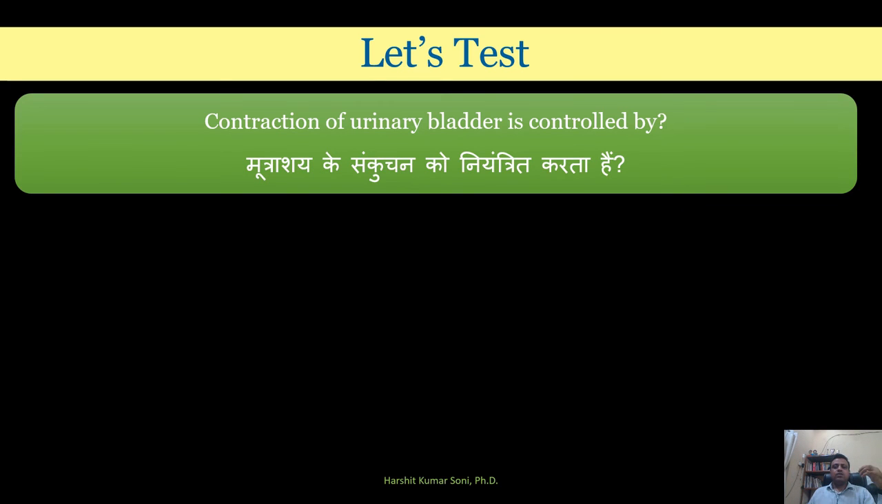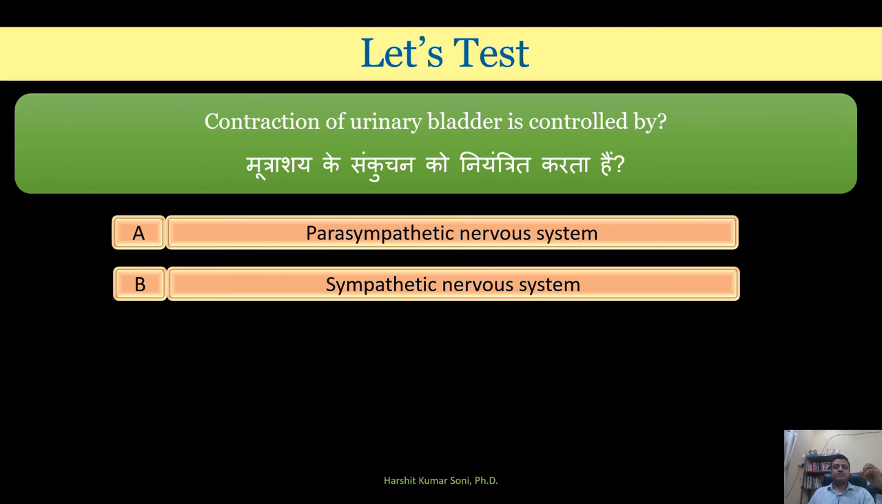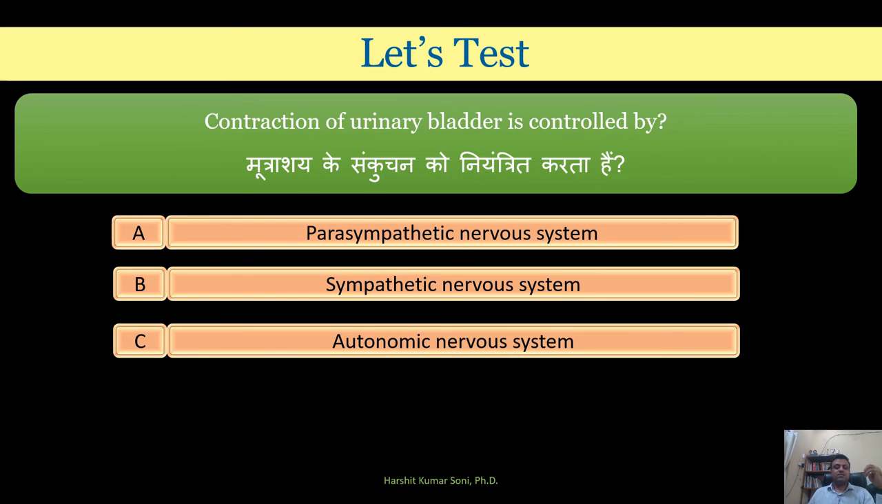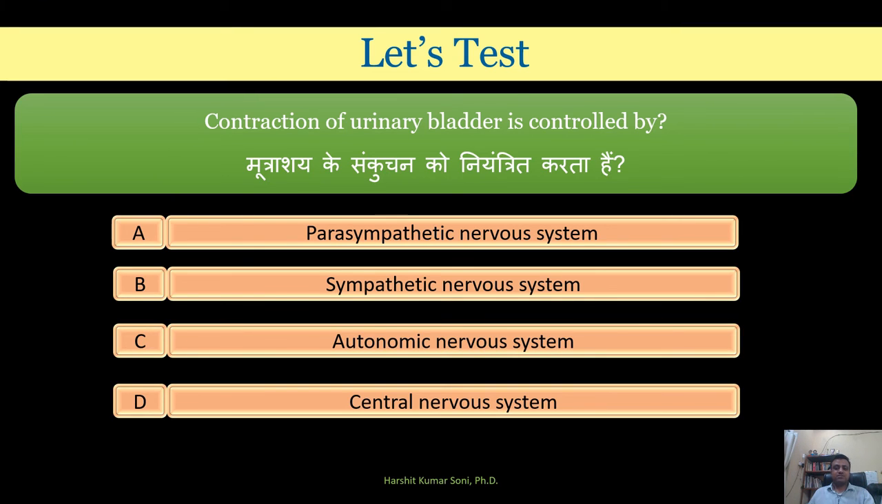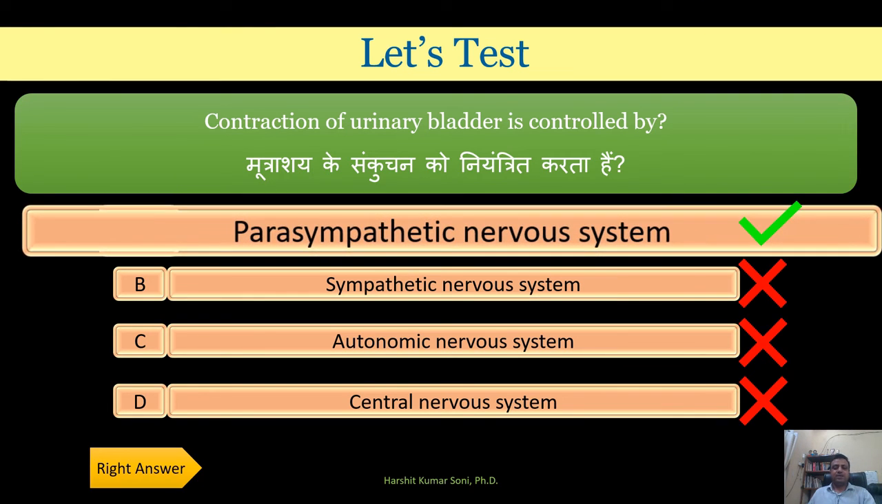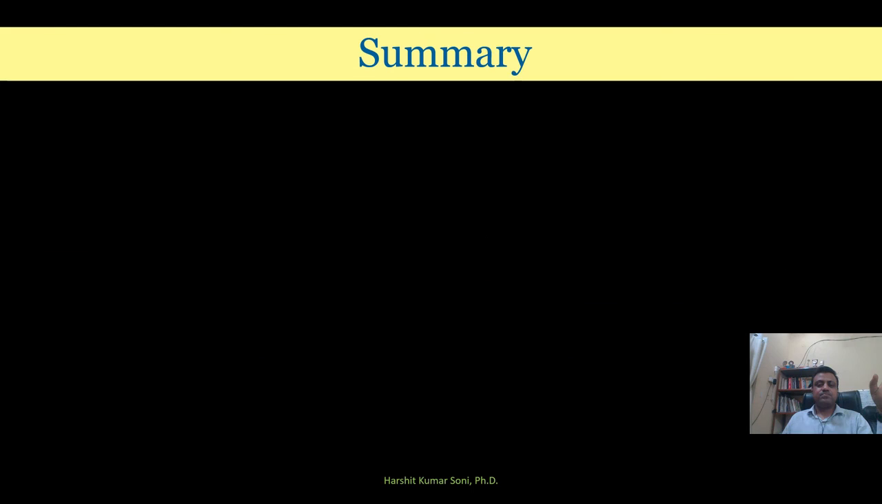Let's take one more. Which nervous system controls the contraction of the urinary bladder? Parasympathetic, sympathetic, autonomous, or central nervous system? I know you are all listening very carefully, very attentively, and you all know the answer, and you all are correct. I'll not take your time. It is the parasympathetic nervous system.